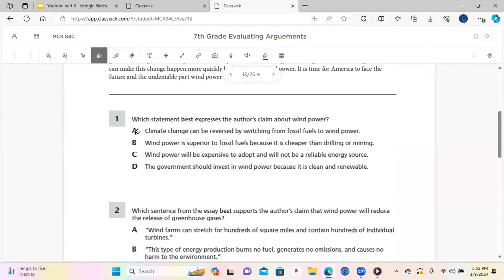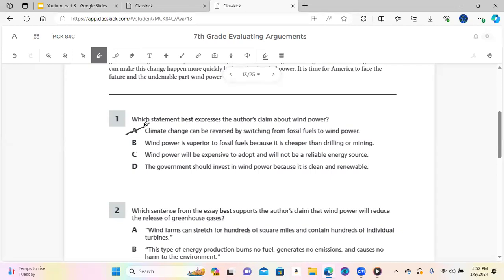Let's look at A. Climate change can be reversed by switching from fossil fuels to wind power. Is that correct? So choice A is incorrect. The author doesn't claim that climate change can be reversed by switching from fossil fuels to wind power. The author did not state that.